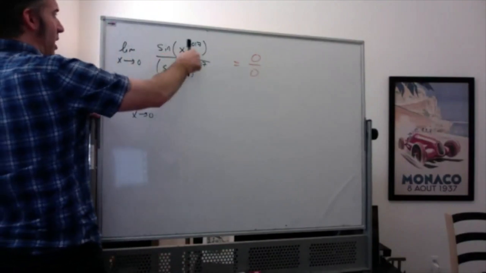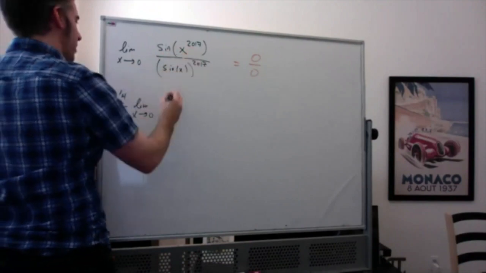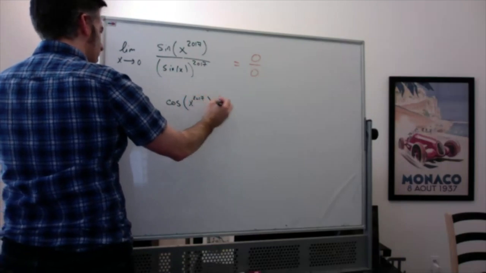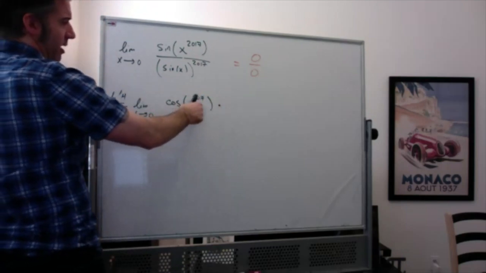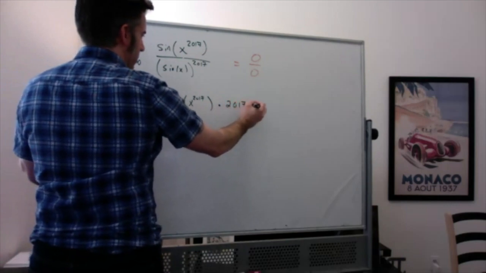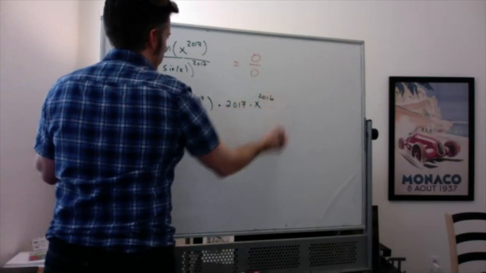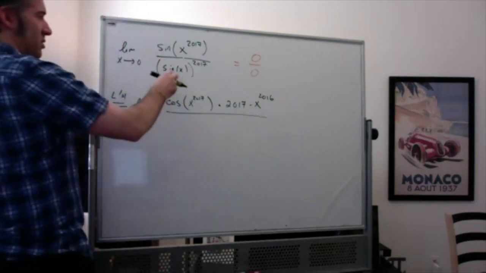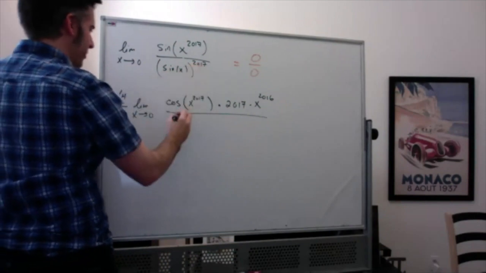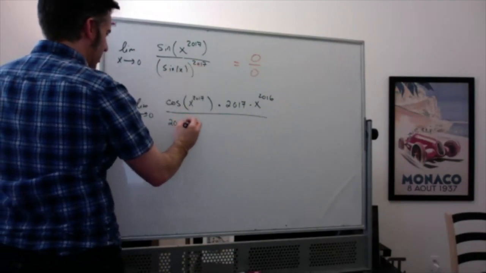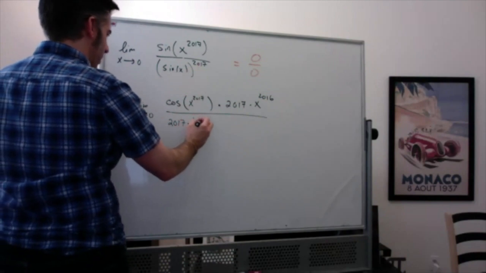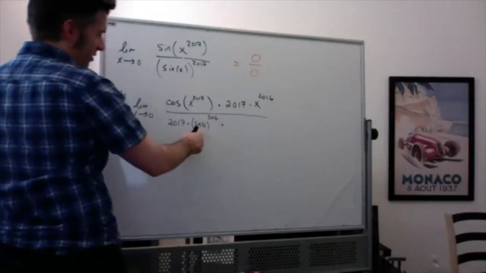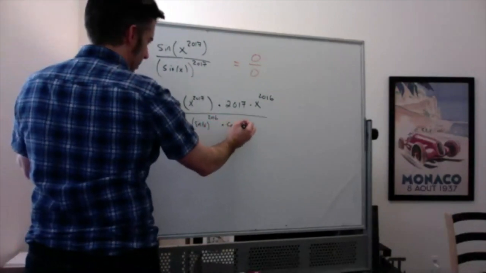So take the derivative of the top. The derivative of sine of some stuff is cosine of the stuff times the derivative of the stuff. And the derivative of x to the power is that power times x to the 1 less power. Divided by, now we're going to take the derivative of some stuff to the 2017 power. This would be 2017 times your stuff to the 2016th power times the derivative of your stuff, which is cosine of x.